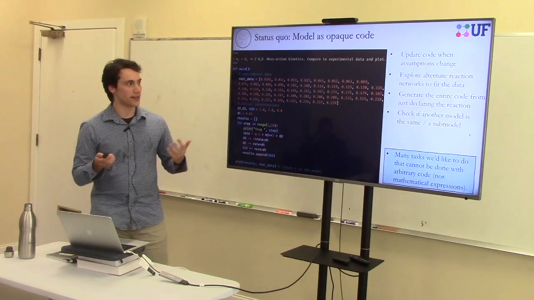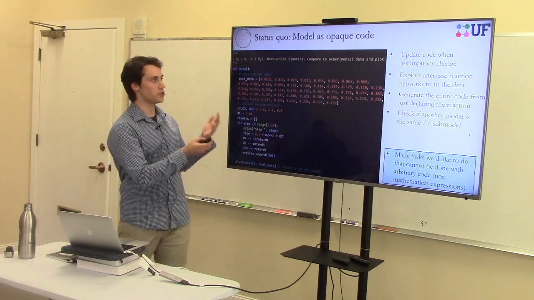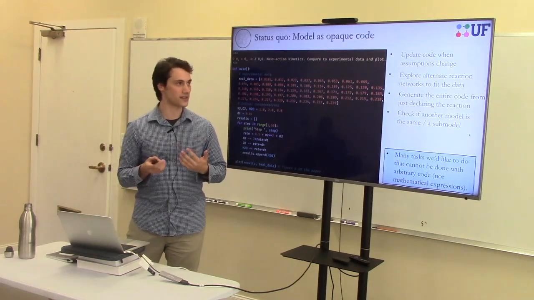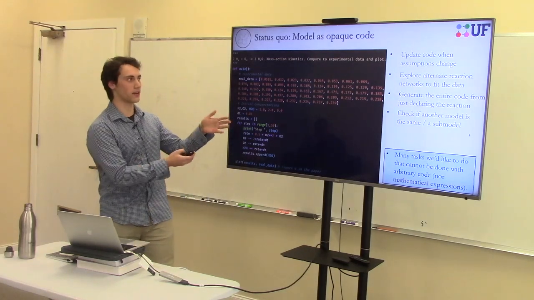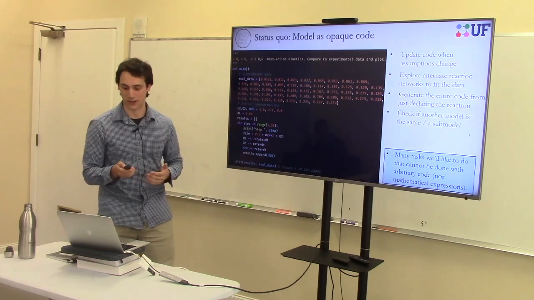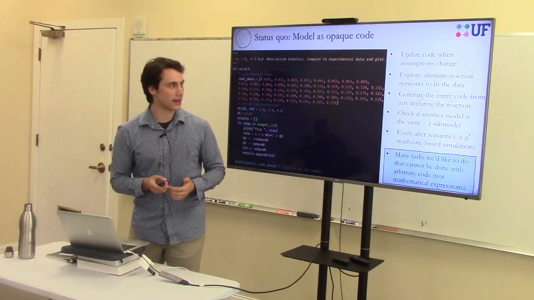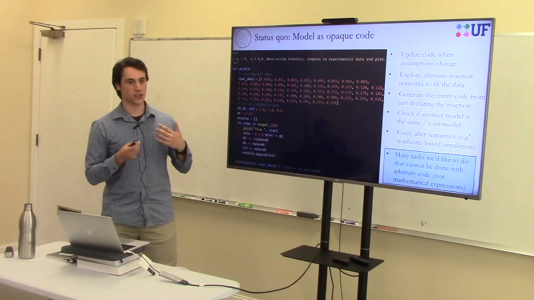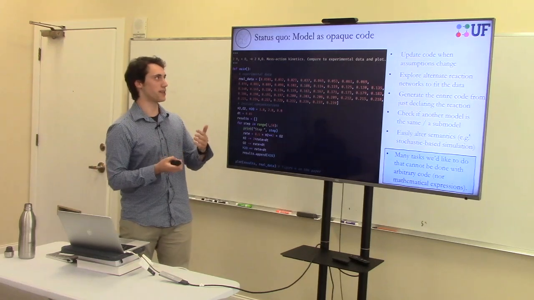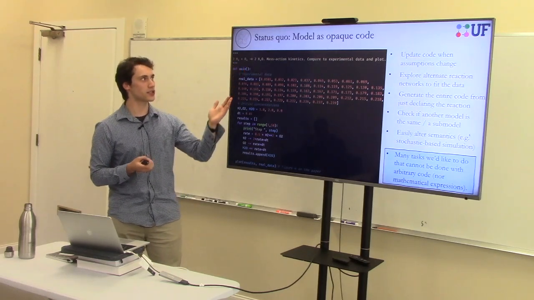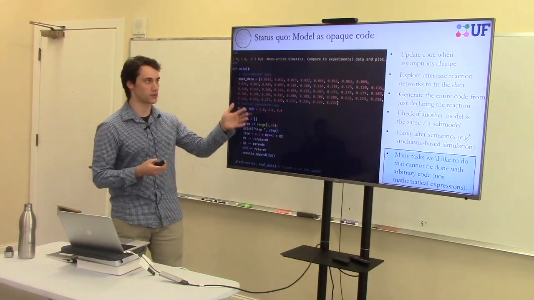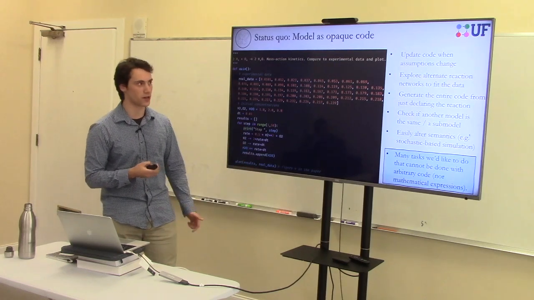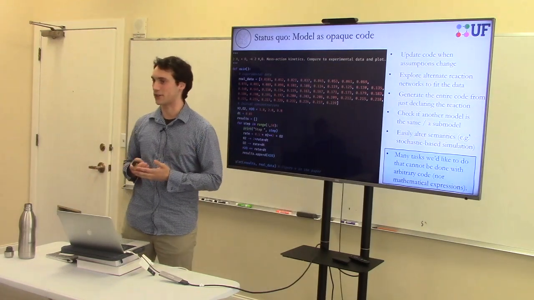Another thing that scientists want to do is check whether two models are the same in some sense, or whether one's a submodel of the other. That is not something you can do by just comparing this script versus another script. And lastly, if I want to change the semantics, for example, I want to also simulate this reaction, but with a stochastic model rather than this sort of ordinary differential equation model, now I have to start from scratch again.